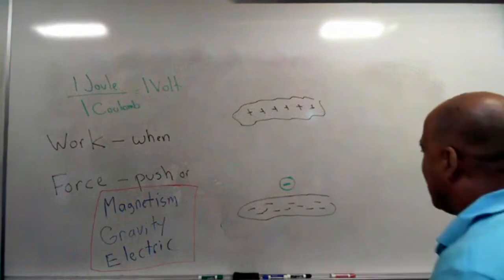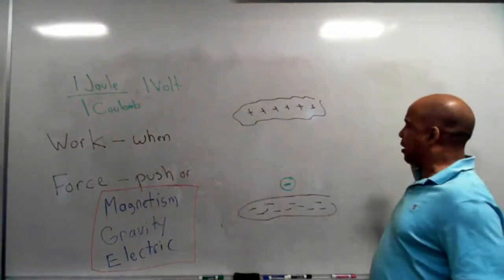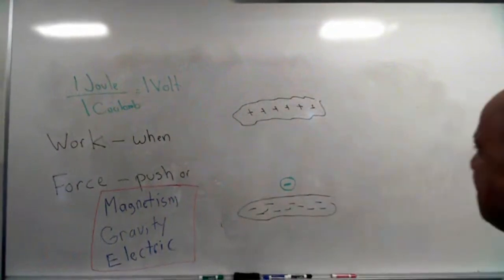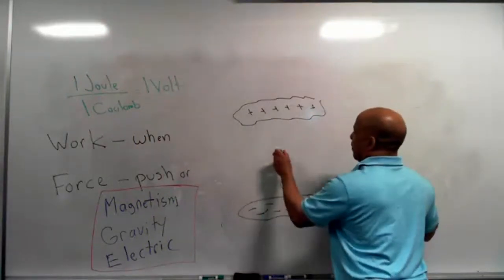So I've got the electron here. It's free to move. When I let it go, what will happen? Which way will it move? It's going to move to the positive. It's going to move this way, right? Everybody agree with that?